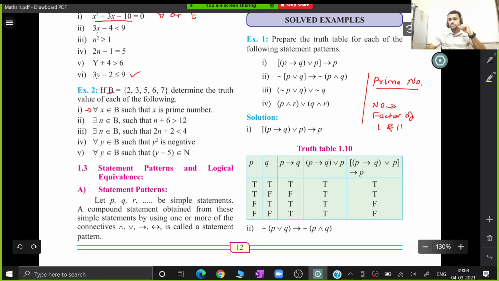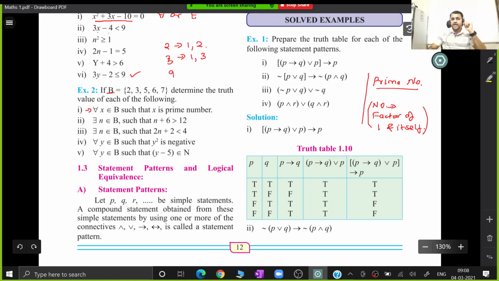One and itself is called a prime factor or a prime number. For example, 2 has the factors 1 and 2. 3 has the factors 1 and 3.